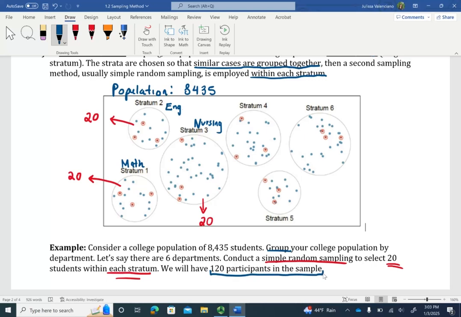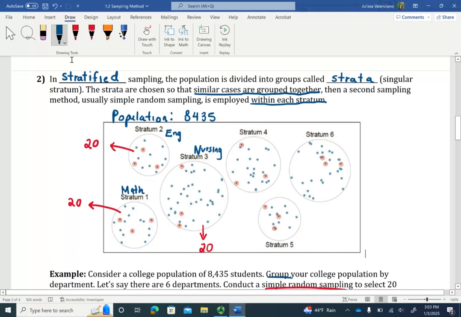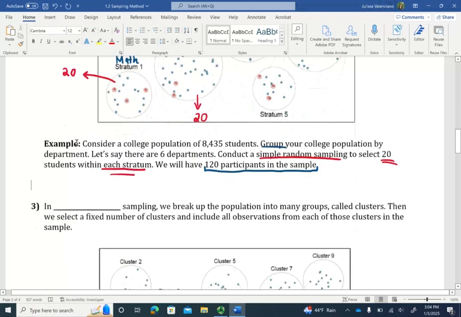So again, for this strategy, we're separating the population into groups. Each group has individuals that have something in common. Once we have those groups, we randomly select individuals from each of the groups. Okay? That is how you can summarize this method. Try to write it in your own words. Now let's look at another method.